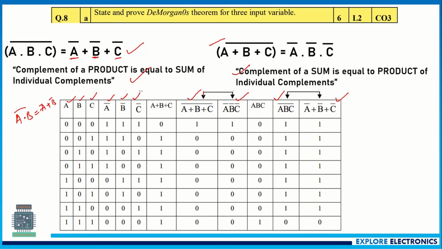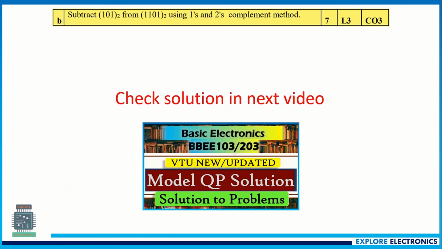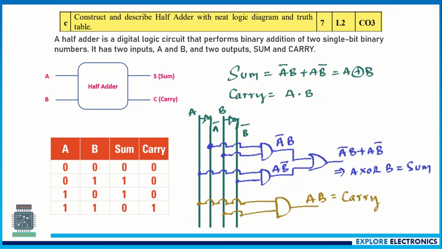Then you can show that these two are the same and these two are the same. This is how we can prove De Morgan's theorem. And again, this is a subtraction problem on 1's and 2's complement. Let's see in the next video.